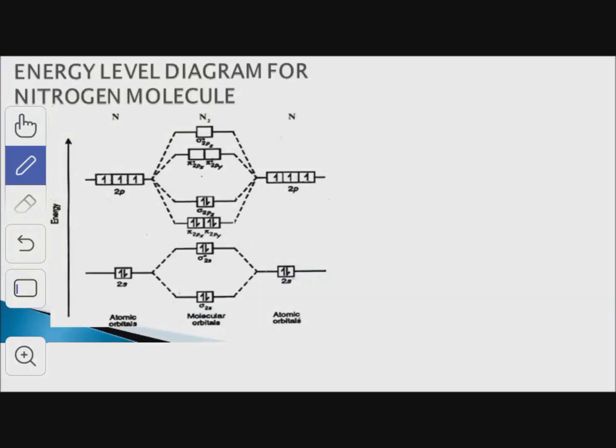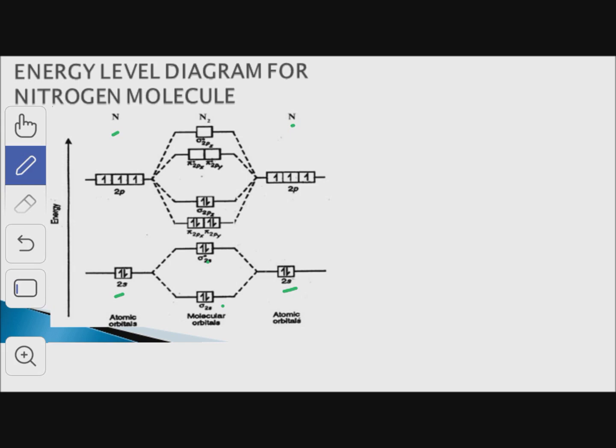Energy level diagram for nitrogen molecule. These are two nitrogen atoms, and these are the 2s and 2s atomic orbitals of the two nitrogen atoms, and the sigma 2s, sigma star 2s represent the molecular orbitals of the nitrogen molecule.